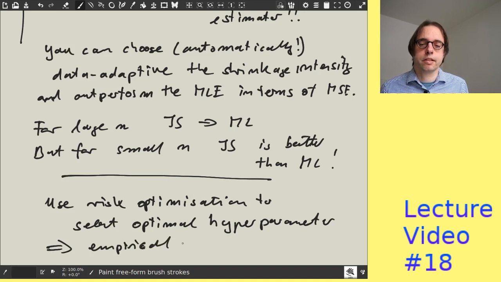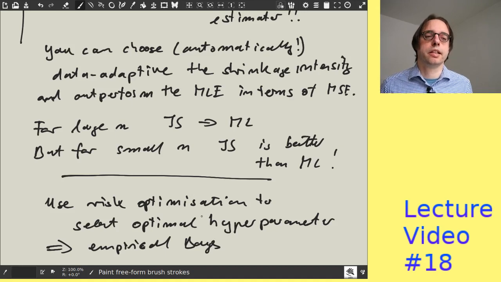So there are several ways to do this. You can use the marginal likelihood, or you can use MSE, or you can use many other things, but the whole idea is you have parameters in your prior and you choose those parameters using the data itself. So that's it for today.